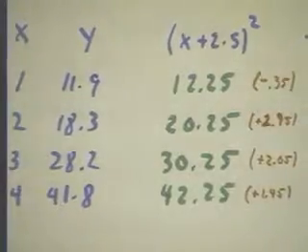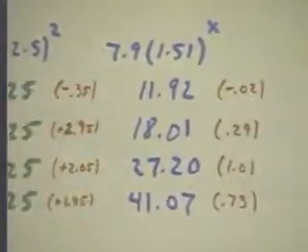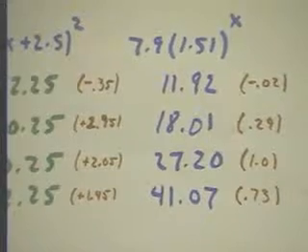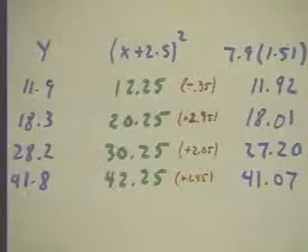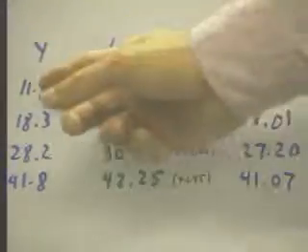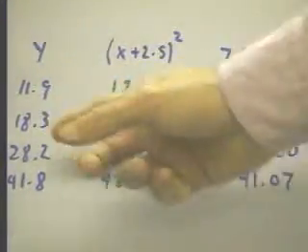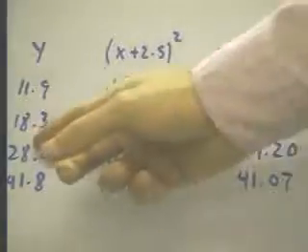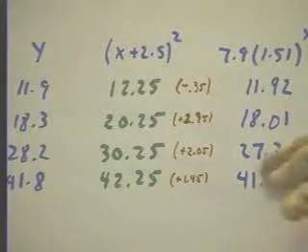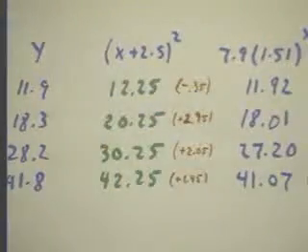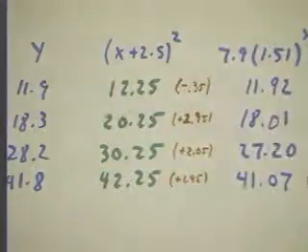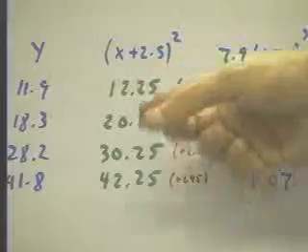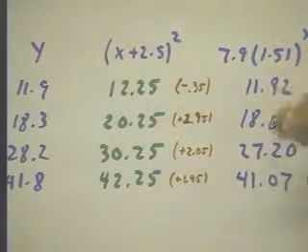Now, let's try the 7.9 times 1.51 to the x model. Okay, 11.92, 11.9, 18.01, 18.3, 27.20, 28.2, 41.07, 41.8. These are much closer to the observed y values than these are. Even though this is a pretty good model, this is an even better model.